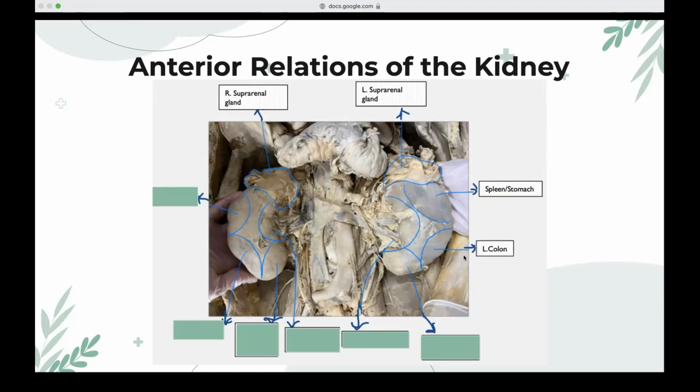Large intestine. Yes, exactly. Or left colic flexure. Then same inferior medially. Jejunum. Exactly. And as he mentioned, the tail of pancreas right here. Okay, so this is in the left kidney. Now the right kidney, the medial part of the right kidney. What's here?